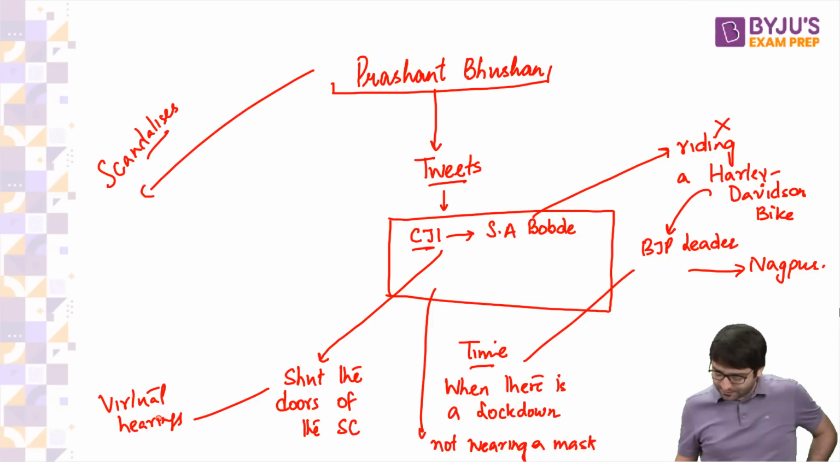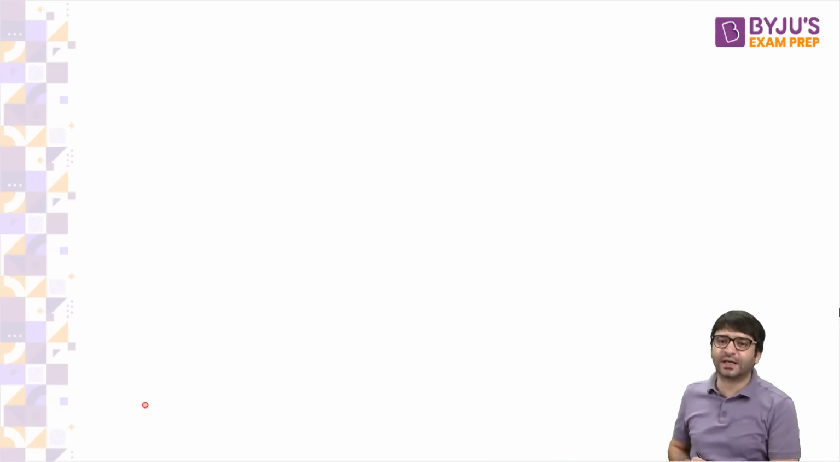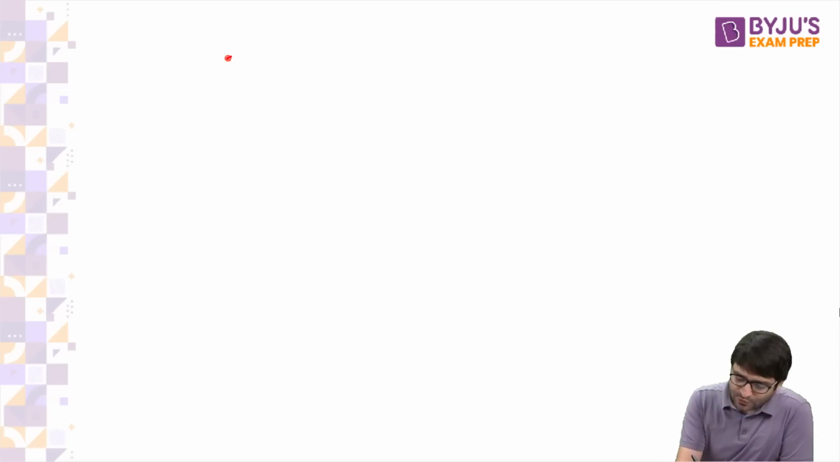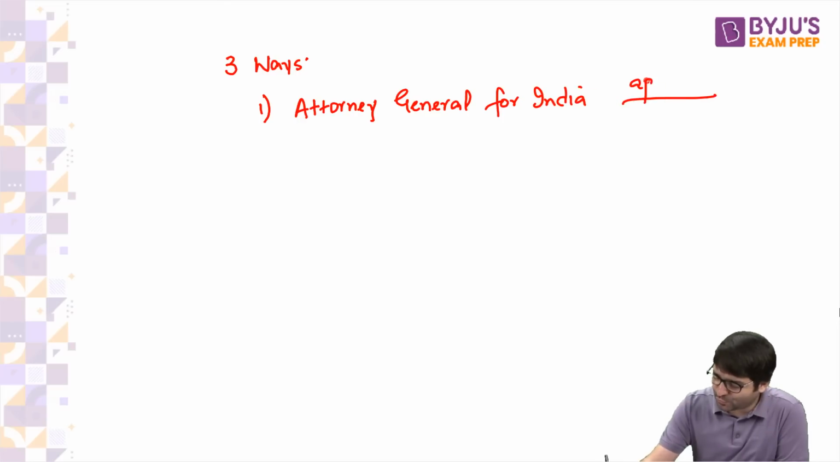Whenever contempt proceedings are to be initiated against somebody, you can file it in three ways. One, the Attorney General for India approaching the court.